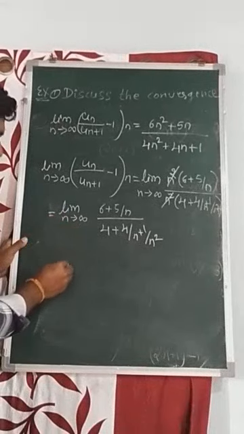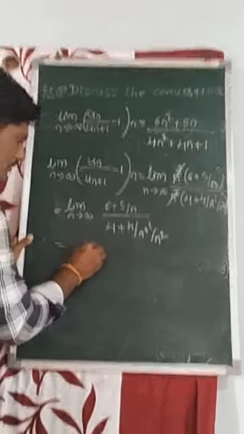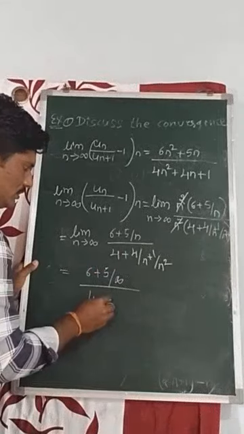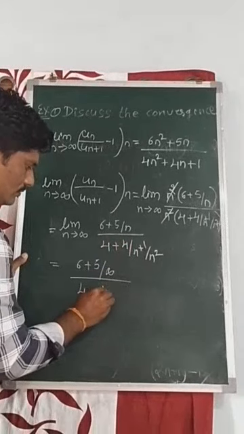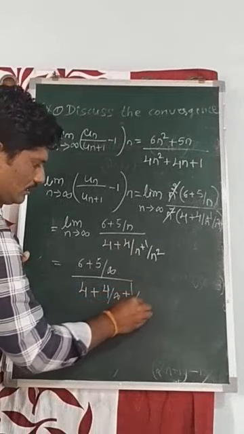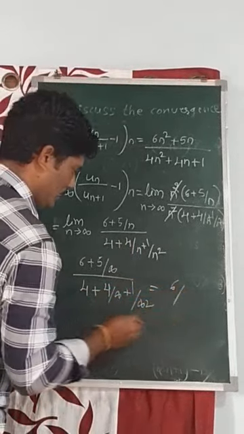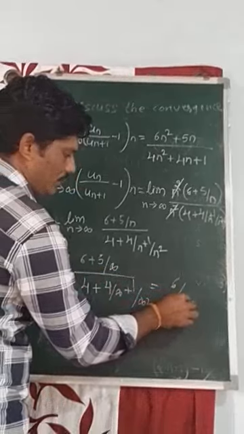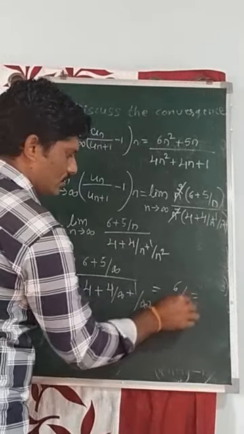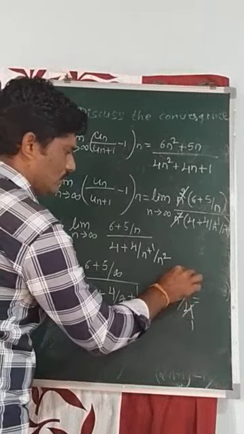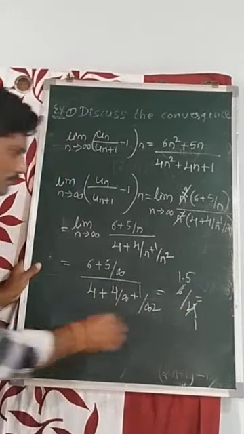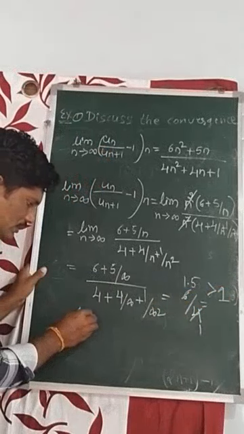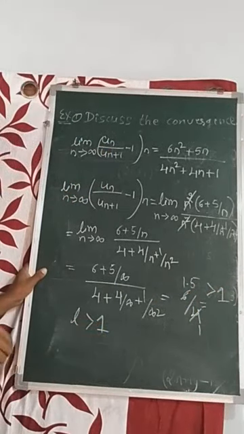Next, applying the n tends to infinity limit. Take n equal to infinity. 6 plus 5 divided by infinity, 4 plus 4 divided by infinity plus 1 by infinity square equal to 6 divided by 4. All the other terms are 0. Here 6 by 4 means 4 ones are 4, 1.5. 1.5 is greater than 1. Here L is greater than 1.